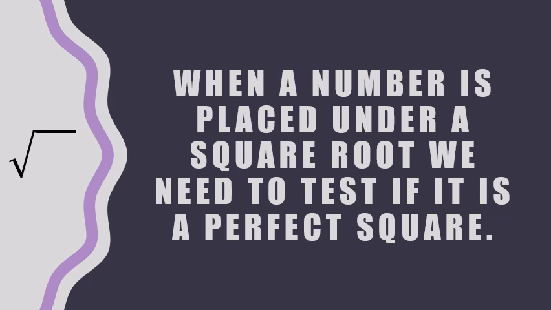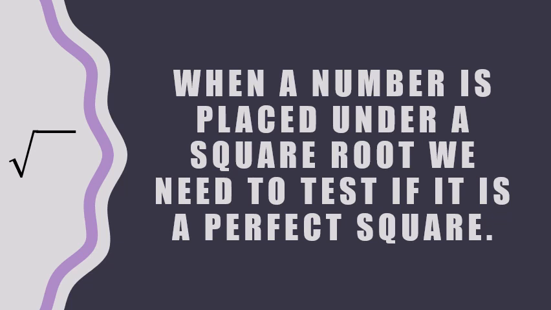When a number is placed under a square root, we need to test if it is a perfect square. So for example, I could throw the number 1 under here, and we would have to test, is there something times itself that equals 1?